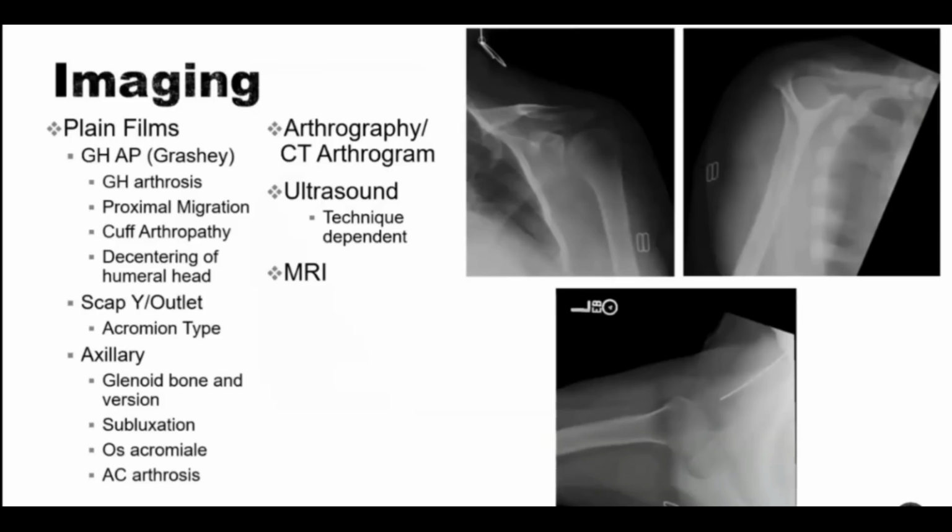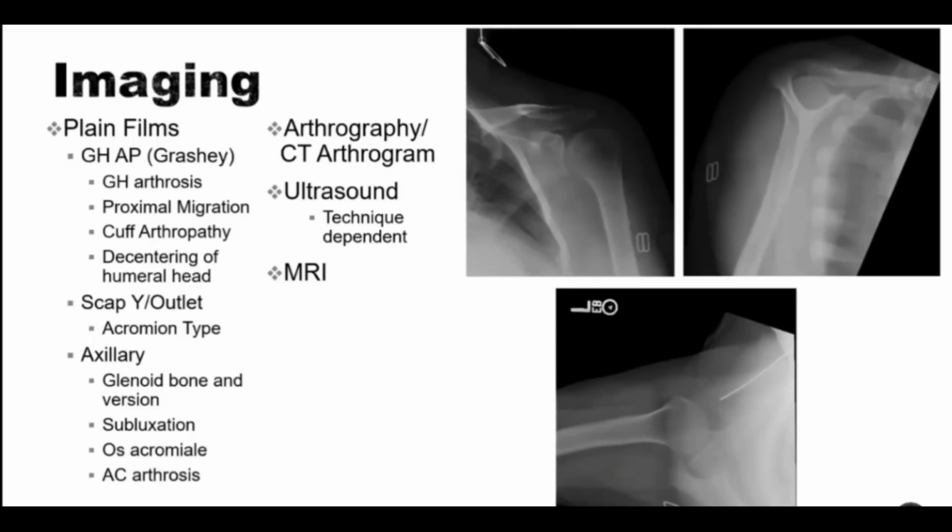What we mean by a true AP is that an AP of the chest is not an AP of the shoulder, right? Because the glenohumeral joint is sort of anteverted. You need to angle the beam towards the glenohumeral joint. So it's about 15 to 20 degrees that the beam is angled to actually get that true AP, that perfect view of the glenohumeral joint.